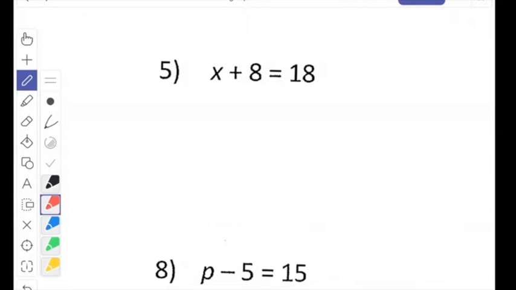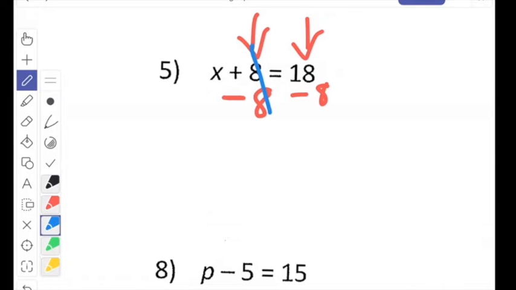So if I have x plus 8 equals 18, the first step is to isolate the variable, so I need to get x by itself. To do that, I do the inverse operation. If I see plus 8, I know I need to subtract. So I'm going to subtract 8. Whatever I do on this side of the equation, I must do on this side. So I'm going to subtract 8 on this side. 8 minus 8 is really 0. So x is left over, equals 18 minus 8, and 18 minus 8 is 10. So the answer would be 10.